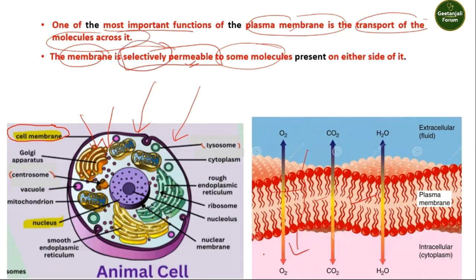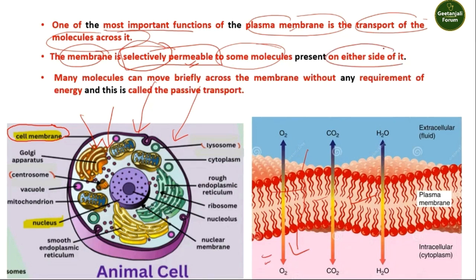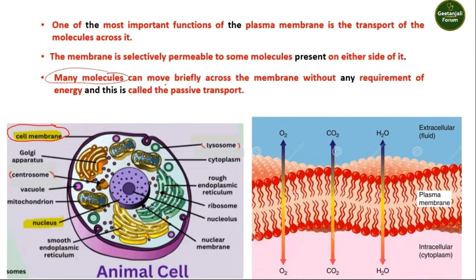The molecules required by the cell on either side, means it sends selective molecules inside the cell as well as some selective molecules outside the cell. That's why we say that membrane is selectively permeable. It does not allow each and every molecule. There are many molecules which can easily move across the plasma membrane. They don't require any energy.